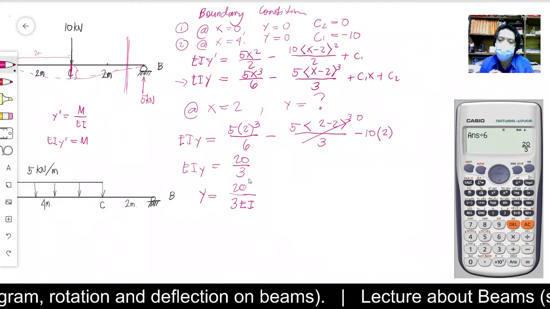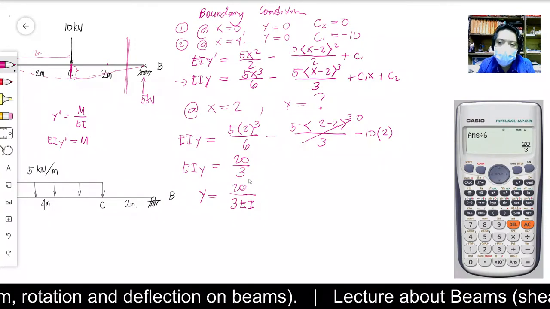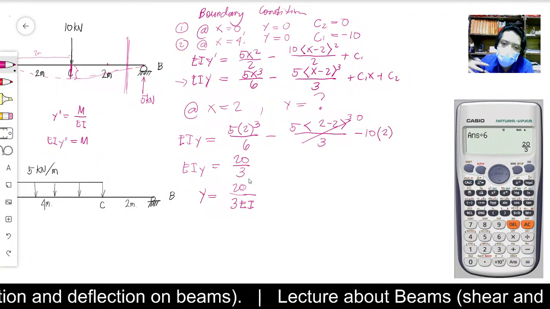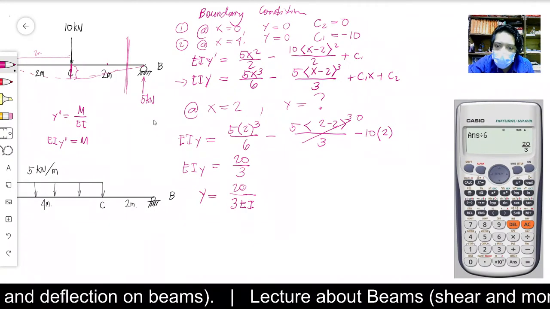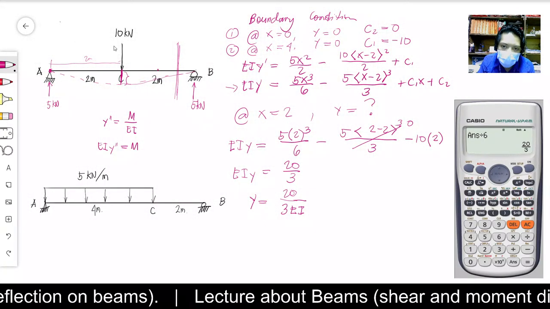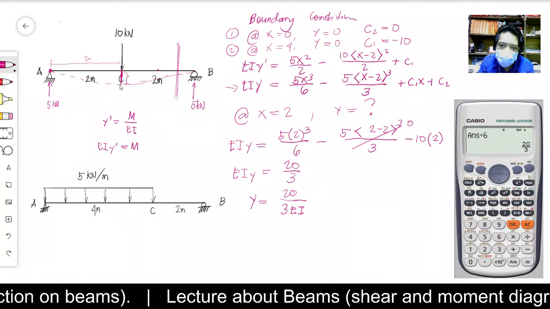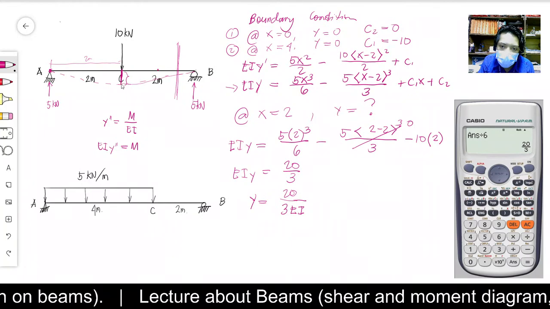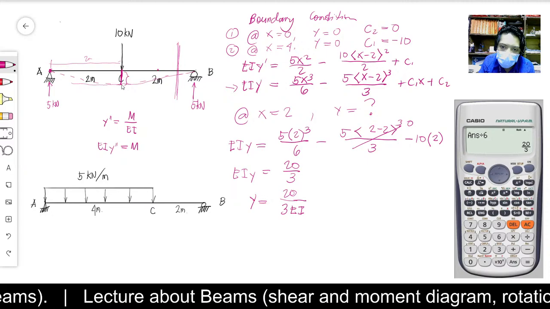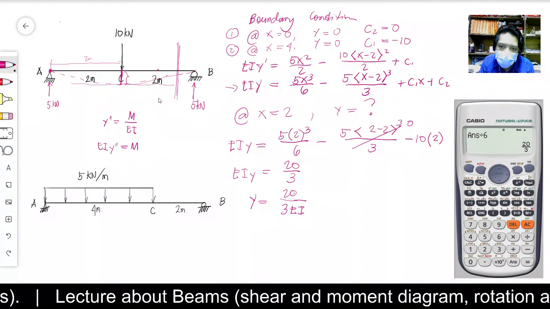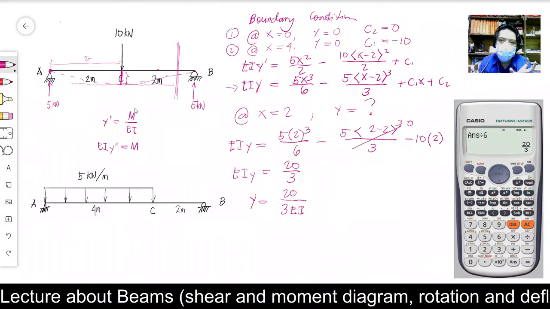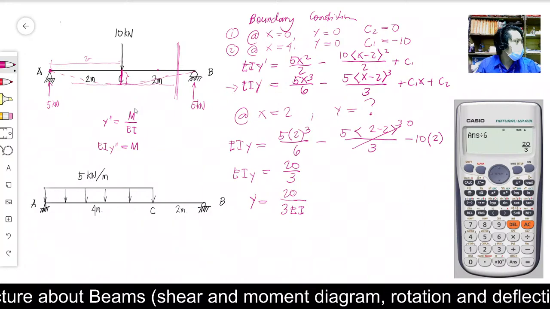For example, what is being asked is the slope at point C after we apply the 10 kilonewton load. Not the deflection but the slope. To get the slope at that point, we take the tangent line at that point. Obviously, the tangent line is horizontal because the left and right sides are the same.